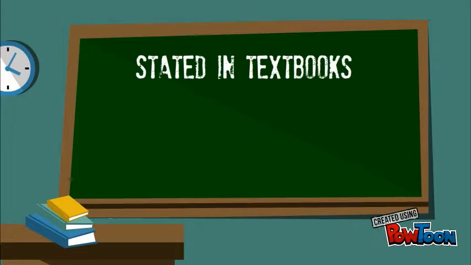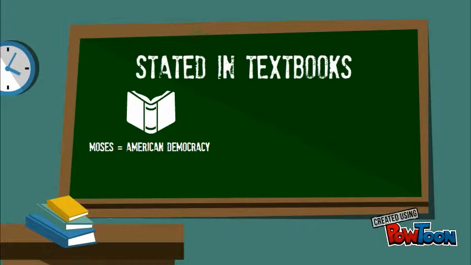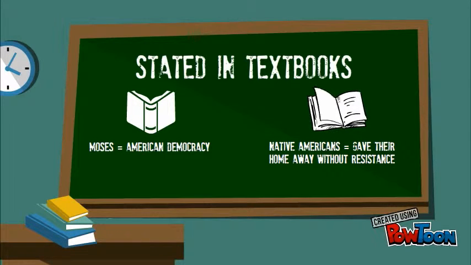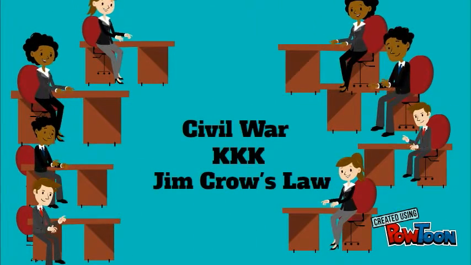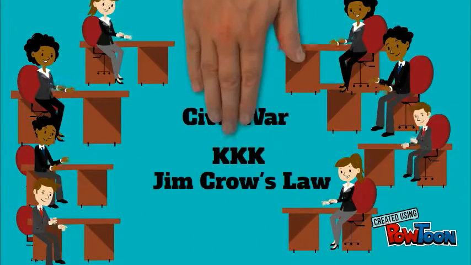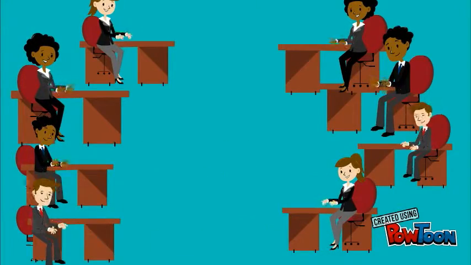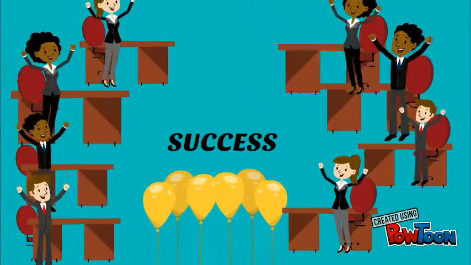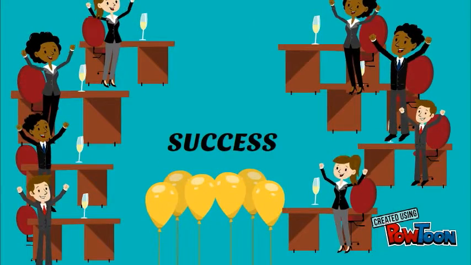In 2014, the board issued textbooks that state Moses from the Bible created American democracy, and that the removal and claiming of Native American land and territory was an amicable exchange. Now the board is currently discussing the removal of information on the Civil War, KKK, and Jim Crow laws. I believe that if they want something done, it will happen.